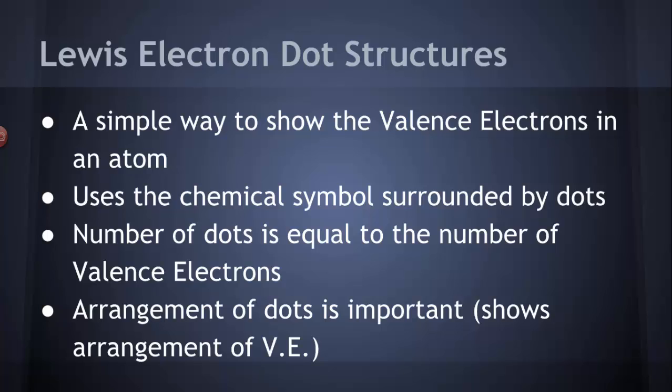But you have to do it, because if you don't, then you won't have the right arrangement of dots. And if you don't have the right arrangement of dots, you won't really know what's going to happen with it, okay? So let's take an example of drawing some Lewis electron dot structures.